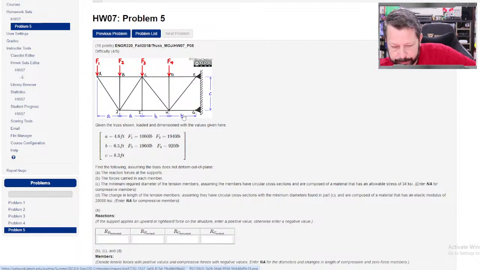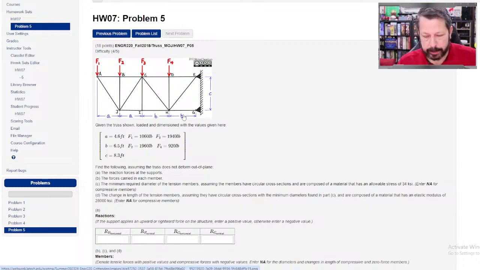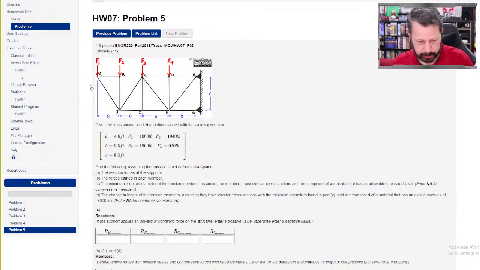This one's a little weird. Normally you don't have two pins; normally you have a pin and a roller. But if you look at G, there's only a horizontal piece, so it only has GX. That's all it has. There's no GY. So in order to solve for that one, what you would do is this.